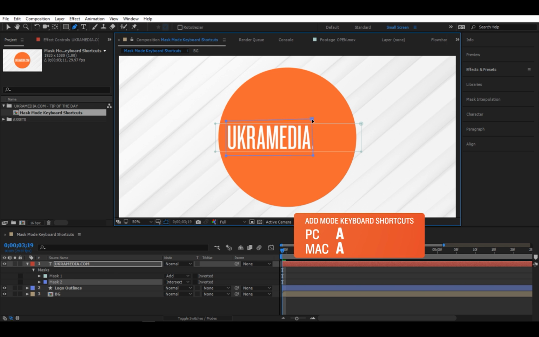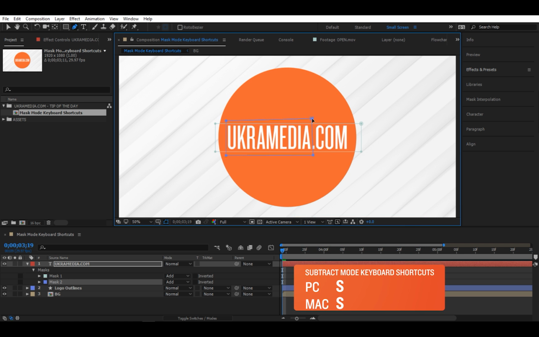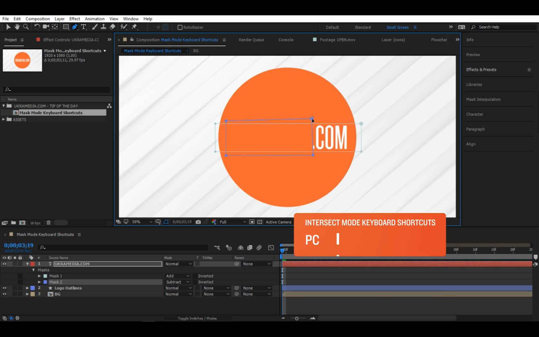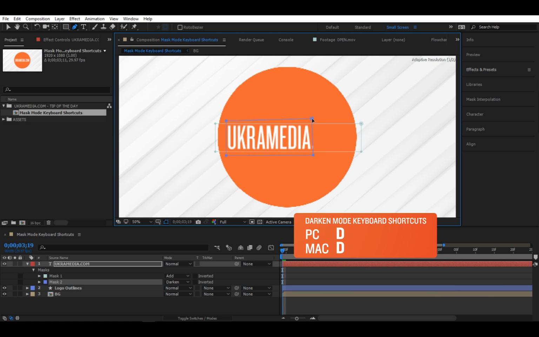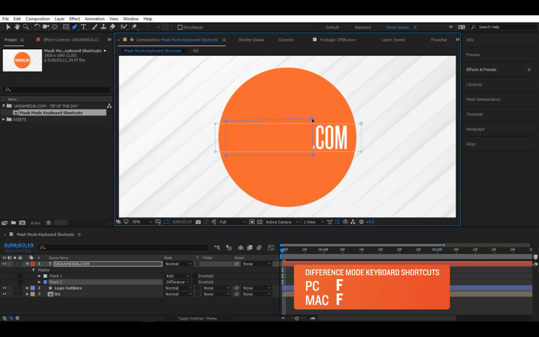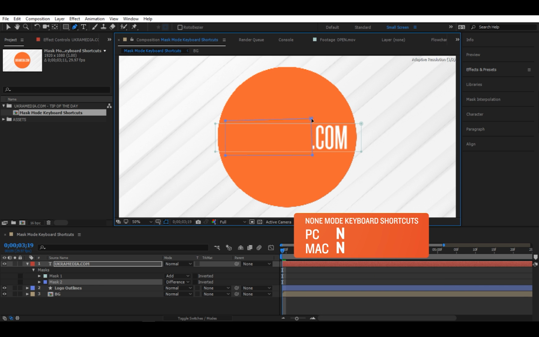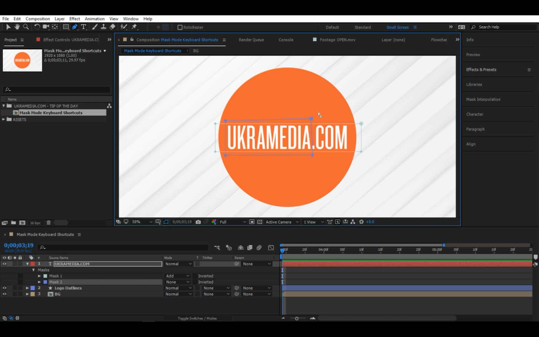So for example, for add, it'll be A. And as I'm doing that, by the way, you can see it right here. So for add is A, and then for subtract is S, for intersect is I, for lighten is L, for darken is D, and then for difference is F. And for none, it's letter N. That's one way to do it. You can also just isolate, you know, one vertice. As you're moving it around, you can shuffle through the whole thing again, and so on.